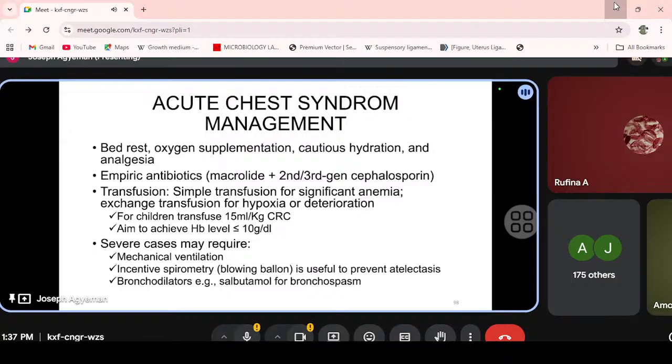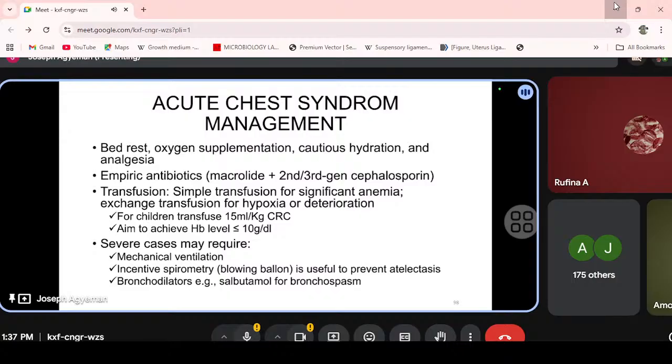We give oxygen supplementation, especially when your SpO2 is very low, below 92. Not to give excessive oxygen, because, as one of you mentioned, excess levels of oxygen could be converted to reactive oxygen species, and that can harm the patient. So you give oxygen, but don't overgive. You target between 94 to 98%, and that should be fine.